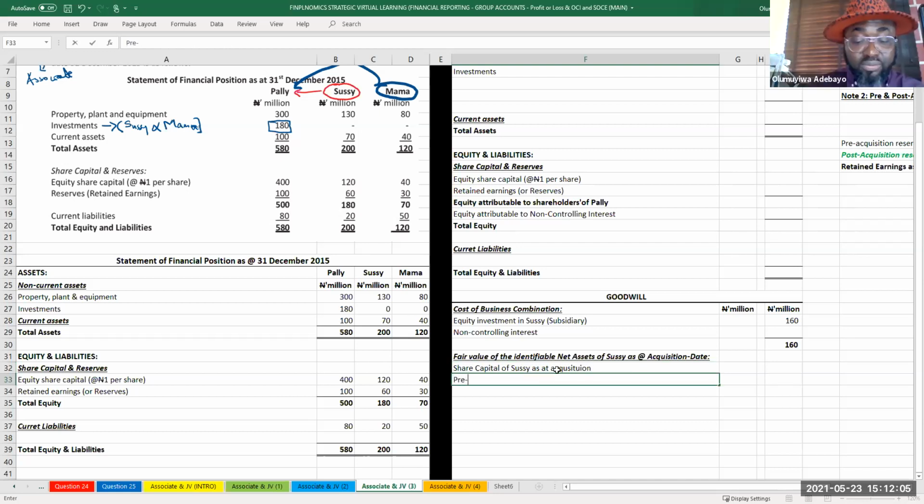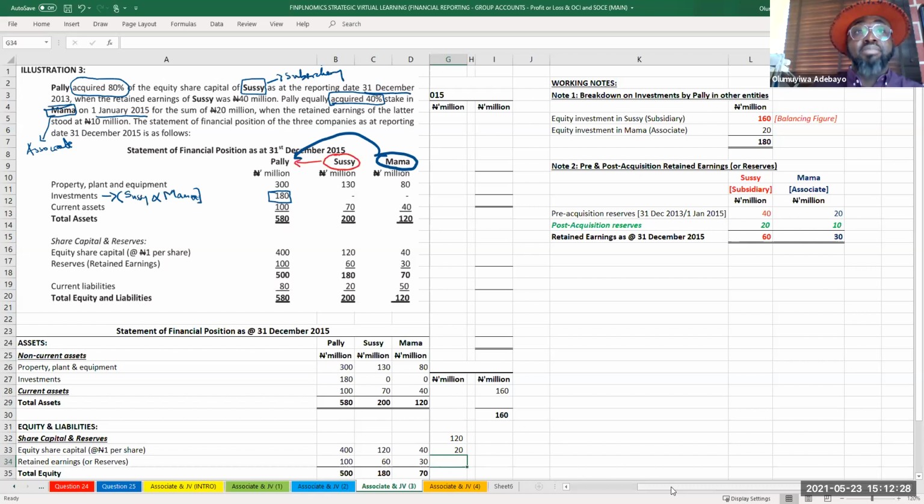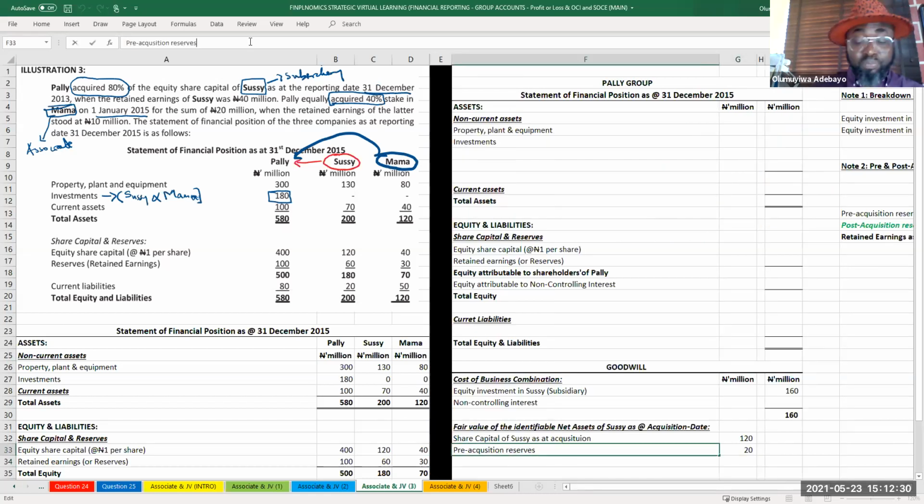And the pre-acquisition reserves. Now the share capital has not changed. That's 120. And the pre-acquisition is as analyzed above. That is 20. There I can make reference to say C note 2. Note 2.